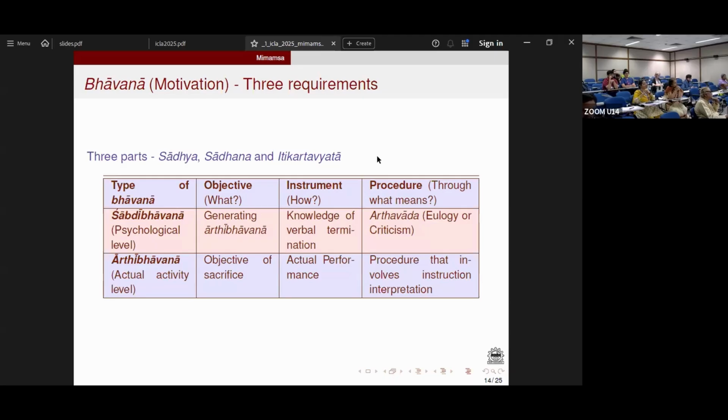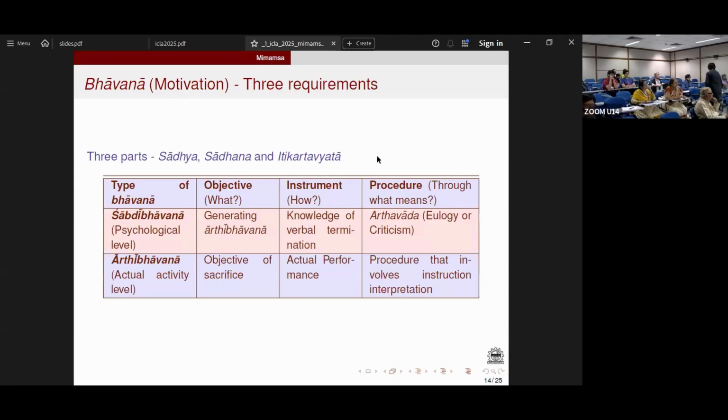Okay. So we talk about three things. There is the objective, the instrument, and the procedure. So here we have two parts. That is Shabdi Bhavana. That is when you listen to it, it tells you that something has to be done, right? Which is kind of motivating you to perform an action. So the objective of the Shabdi Bhavana is that when you listen to that command, whatever the suffix which gives the command, it generates that Arti Bhavana in you. That is, it generates the interest to do an actual activity. Okay, that is the purpose of that.